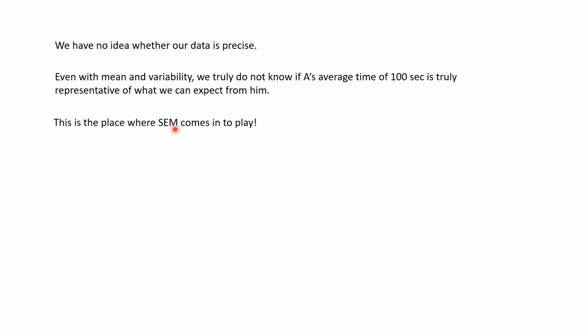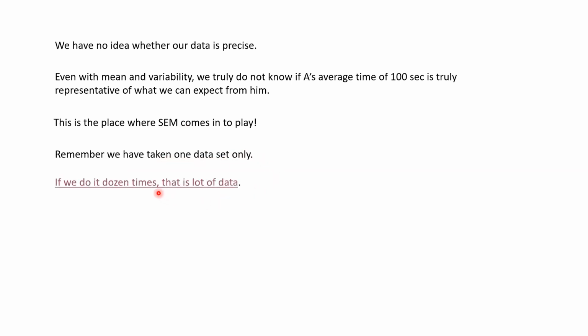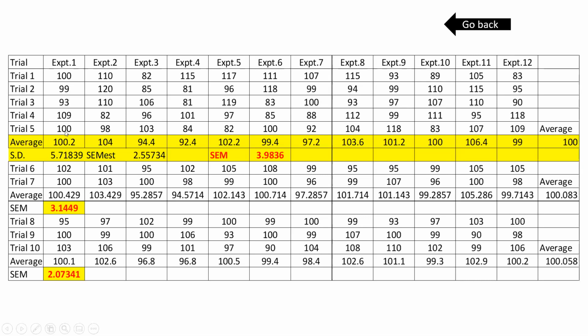Now, this is the place where standard error of the mean comes into play. Remember, we have taken only one data set. If we do it a dozen times, that is a lot of data. Right? What we will do is, you will see here. This is only one experiment I have done with 5 trials. I've taken an average of 100 and standard deviation of 5.7. Therefore, 88 to 112, I got it from here. 2 times standard deviations, 12, I have subtracted and added.